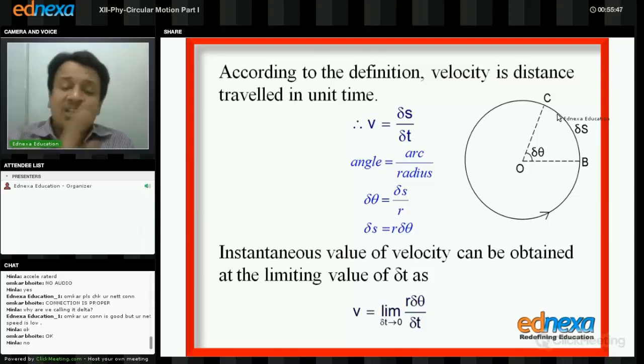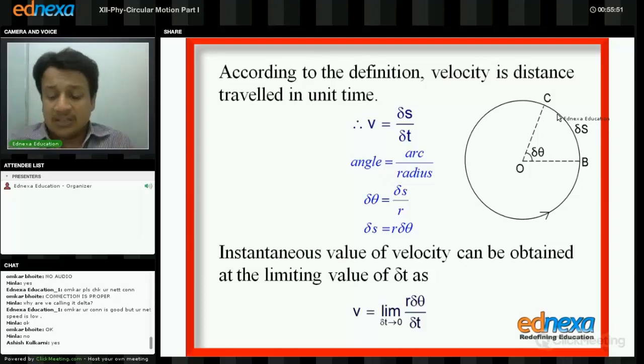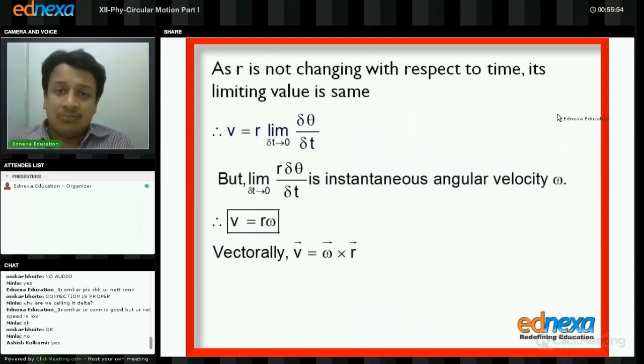So can we take it outside the limit sign? Yes. So take it outside the limit sign. Then our formula will become V equal to r limit delta t tends to 0 delta theta by delta t. But what is this limit delta t tends to 0 delta theta by delta t? Are we seeing this formula by any chance? Yes. This is nothing but the formula of omega, angular velocity. Is it right? Omega is equal to limit delta t tends to 0 delta theta upon delta t.